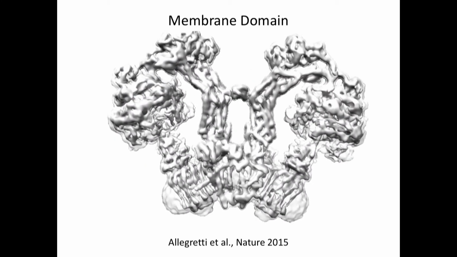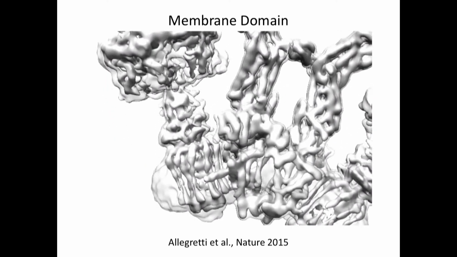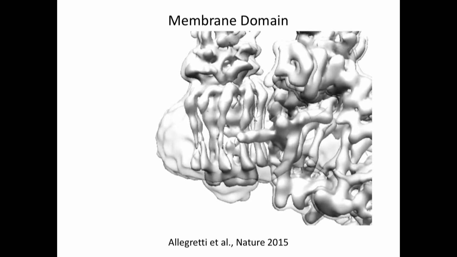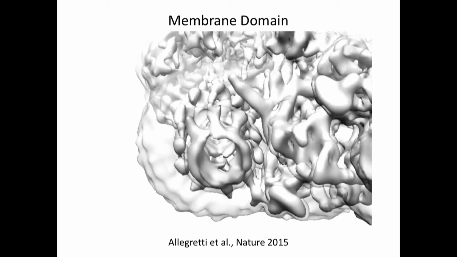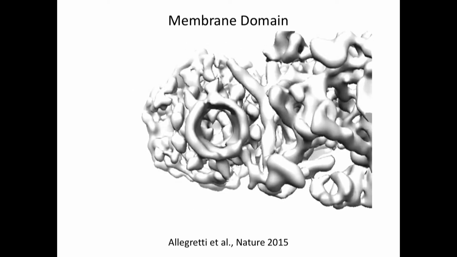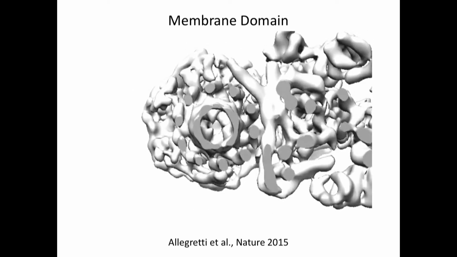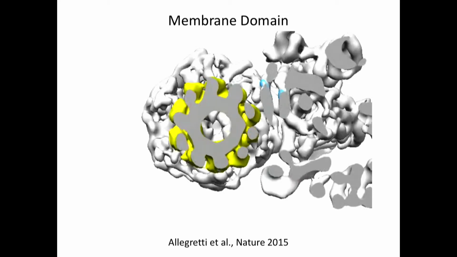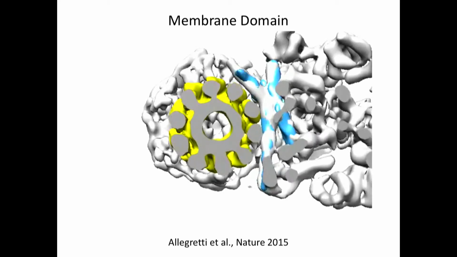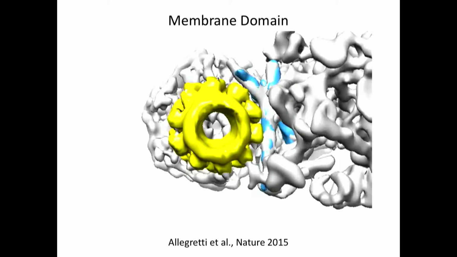So this is a movie showing how the structure of the membrane domain is going to turn around to the base. If you go through it, you see on the left-hand side a ring structure, and next to it is a big alpha helix, which is in blue. So we've now got it in yellow and in blue.